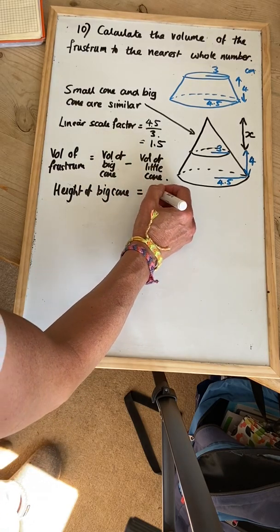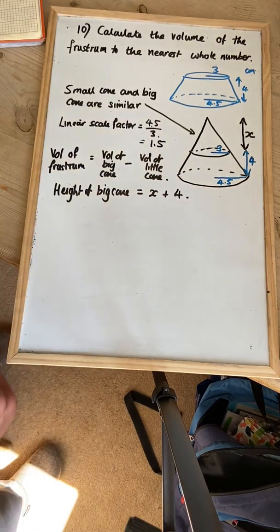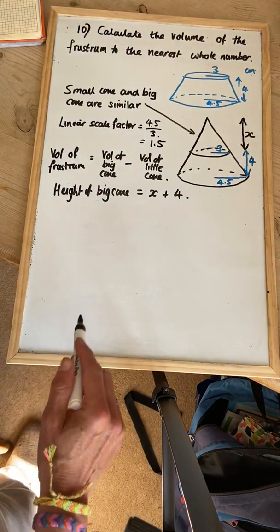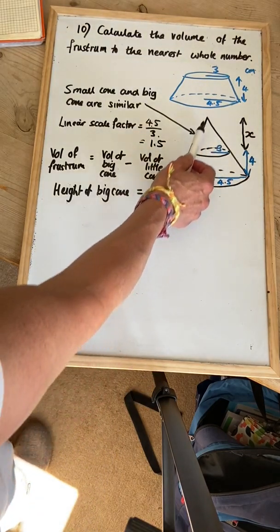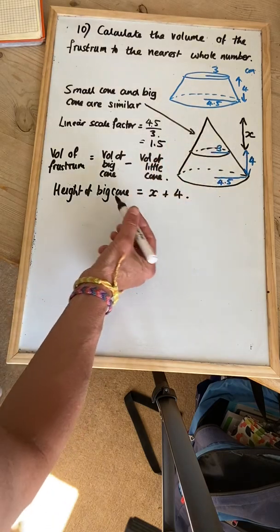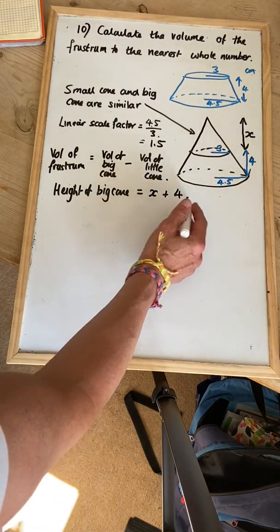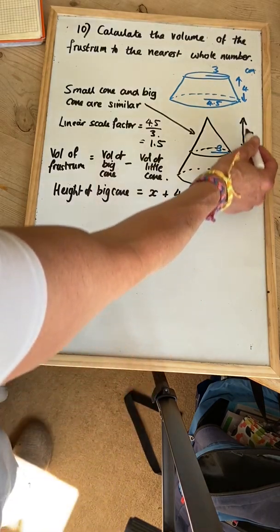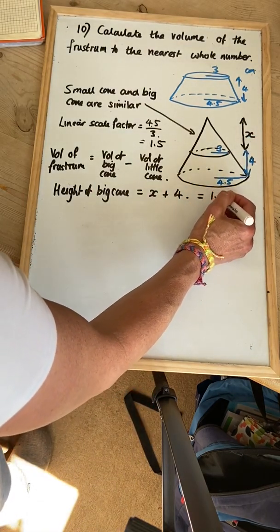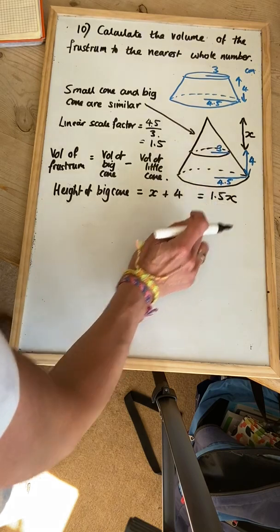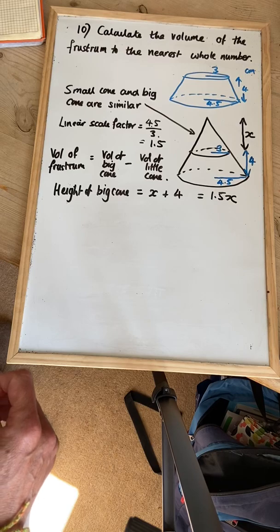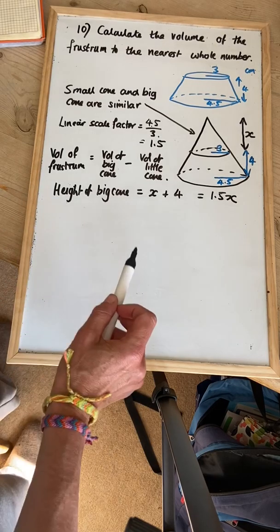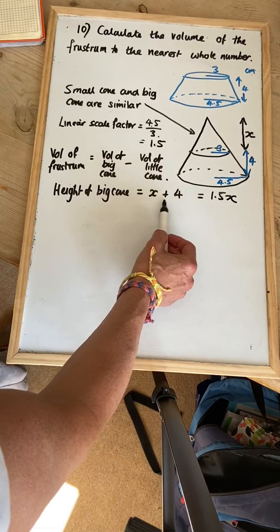equals x plus 4. But I also know that the height of my big cone has got to be 1.5 times the height of just the little cone, yeah? So my height of my big cone is x plus 4. I know that from my diagram, but I also know that that's 1.5 times the height of my little cone. See how that works?